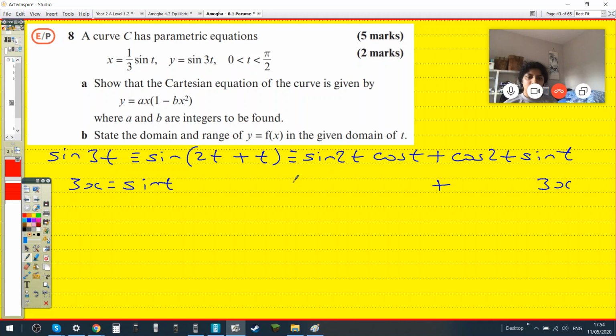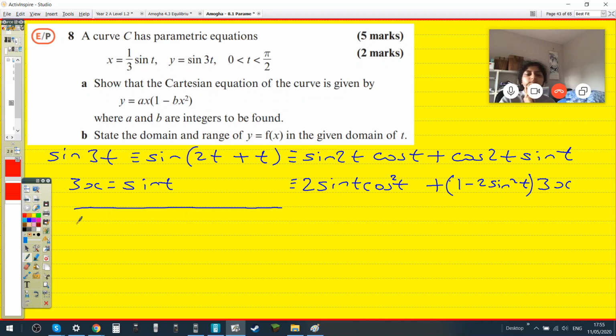What is sine 2t the same as? Sine t plus t, and if you were to expand that out, it would simplify down to 2 sine t cos t. So that'll be cos squared t. That gives me a bit of space. What about cos 2t? That simplifies to 1 minus 2 sine squared t. You can basically just substitute everything. So the 2 sine t would just be 6x. I'm just going to go right back to the start. So that's going to be 2 times 3x cos squared t.